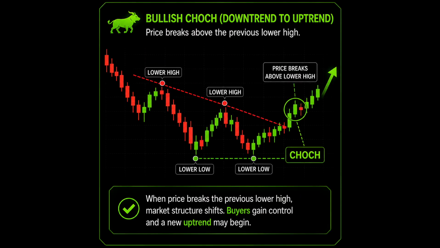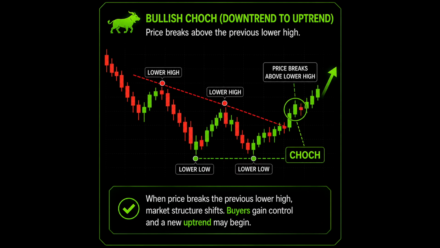Let's start with the example on the left. In a downtrend, price creates a series of lower highs and lower lows. Sellers remain in control as price continues moving downward. However, when price breaks above the most recent lower high, something important happens. The structure of the market changes. This is known as a bullish CHOCH.